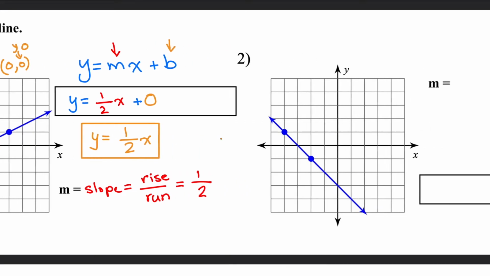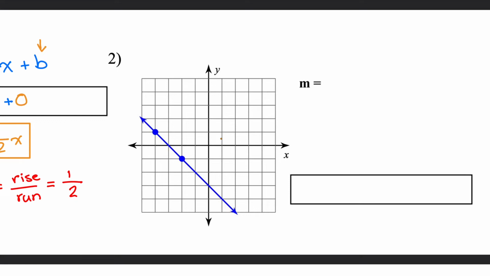Now what if you have a line that's going down? You might say if you look at it the other way, it's going up. But the thing is, you read the graph from left to right, just like you read. And if we go from left to right, the graph is going down. So let's write the equation again. Y is equal to mx plus b.